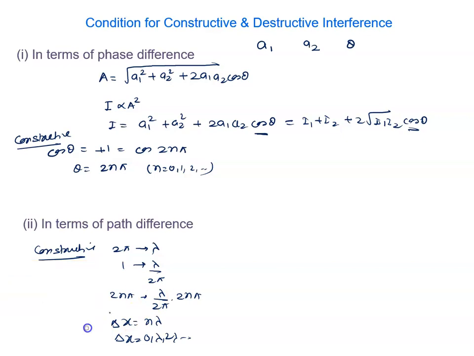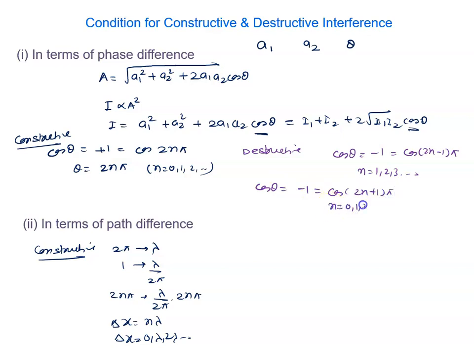Now we are discussing for the destructive interference. For the destructive interference, this cos theta should be minimum, that is -1, and we know it is possible when it is cos 2n plus 1 pi or 2n minus 1 pi, like this. If it is 2n minus 1 pi, then we will write n equal to 1, 2, 3 and so on. And if we are writing cos theta equal to -1 equal to cos 2n plus 1 into pi, then n is given by 0, 1, 2 and so on. So this is the condition.